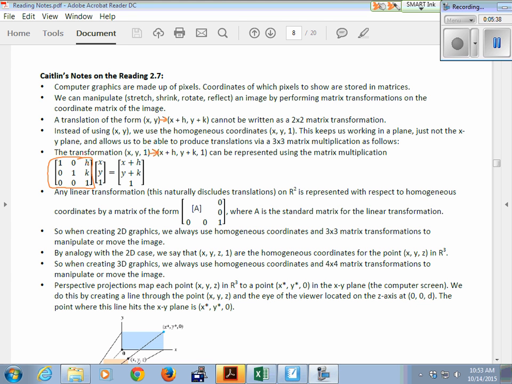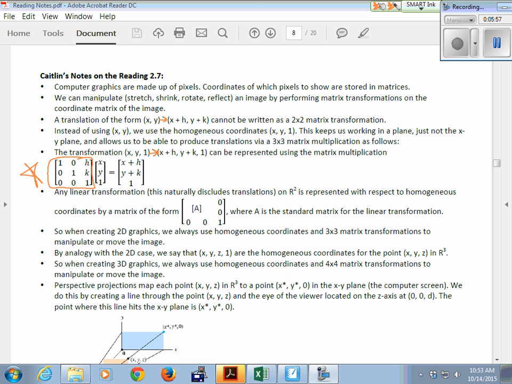So have this in your notes, or memorize it. That's how you make a 3x3 matrix that translates a point by h comma k. You'll just pick what h and k are. That's for a point, yeah.